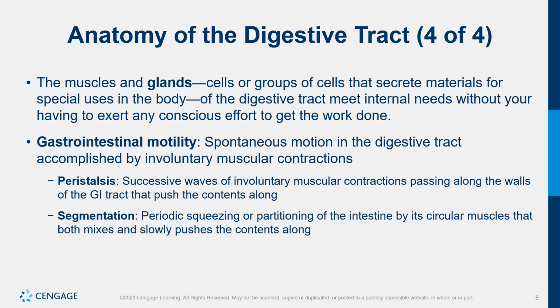There are two types of motion in the digestive tract. One is called peristalsis, and this is successive waves of involuntary muscle contractions that allow food to pass along the walls of the GI tract, pushing it slowly downward. Your book describes it as the way something passes through a snake. I like to think of it as what happens if you push on a toothpaste or another tube to slowly allow the contents to move along the tube.